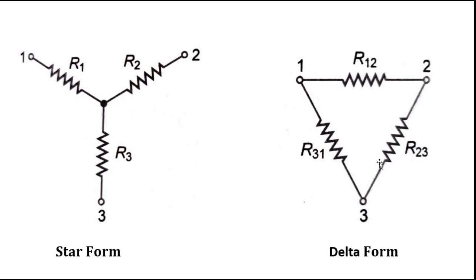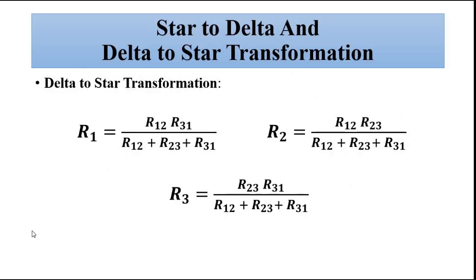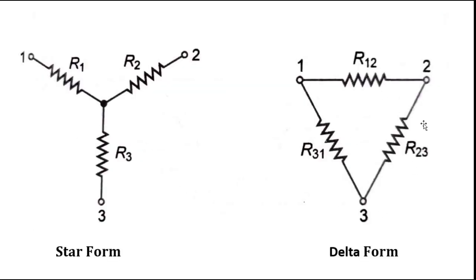the pattern is altered. So first is delta to star transformation, where we are given this delta form, where the resistance connected between points 1 and 2 is R12, points 2 and 3 is R23, and points 3 and 1 is R31. We want to get its equivalent star form, or we are given a pi form, we have to convert it into T form. That is an alternative name given to star and delta. So, delta to star.